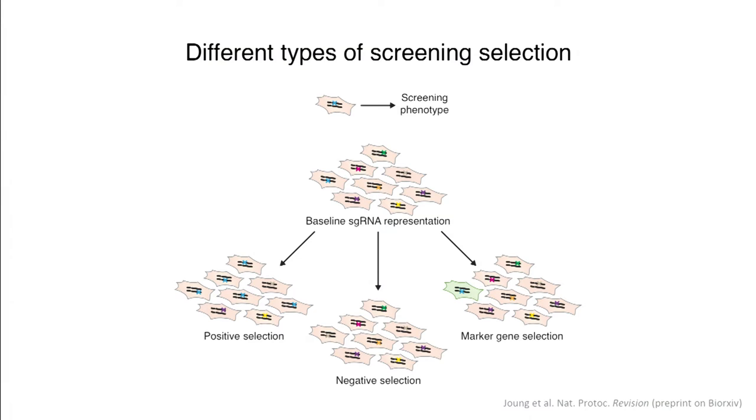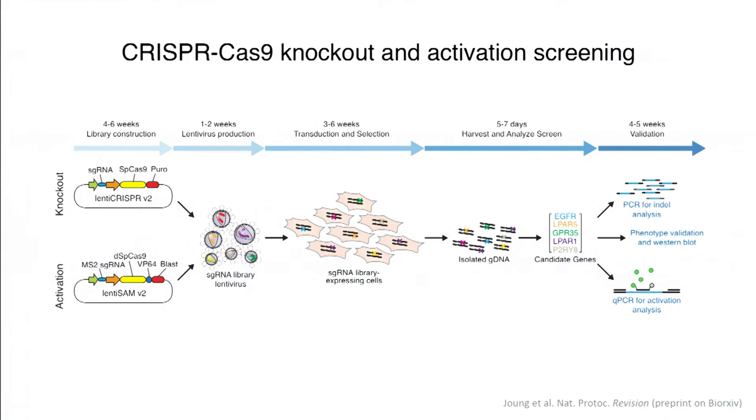And so, just briefly going through the timeline of CRISPR-Cas9 knockout and activation screening, we've recently put together a Nature Protocols paper on how to perform a CRISPR-Cas9 knockout and activation screen. The first version of this protocol is available on bioRxiv, so all the details about how to perform certain parts of the screen, as well as any Python scripts that are necessary to analyze or validate the screen, are available online.